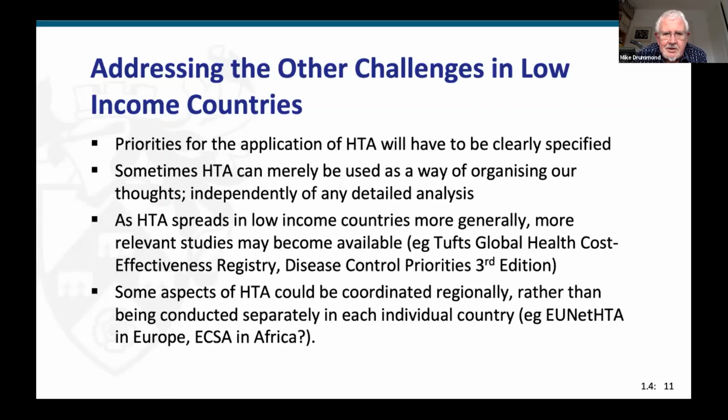And then another thing, I'm thinking of this group in particular, is whether there are some aspects of HTA that could be coordinated regionally. This is something that's happened quite a lot in Europe through a network called UNITA that you may have heard of.